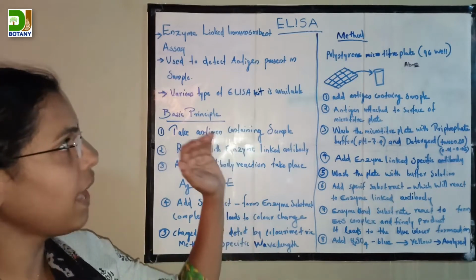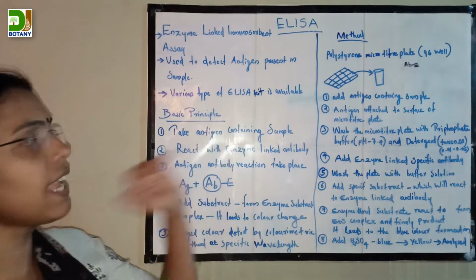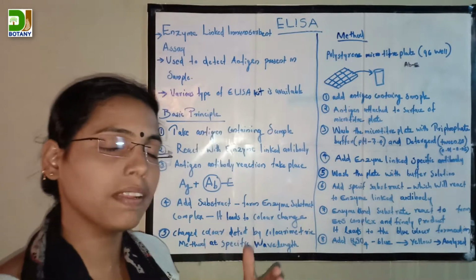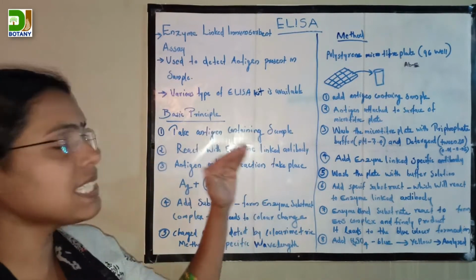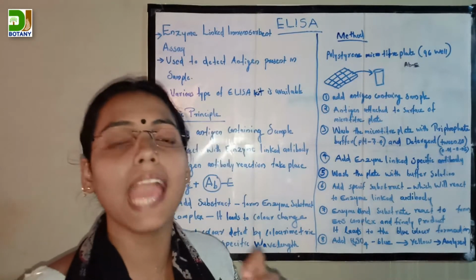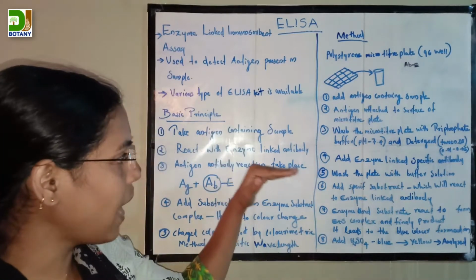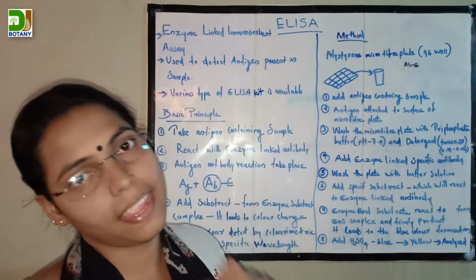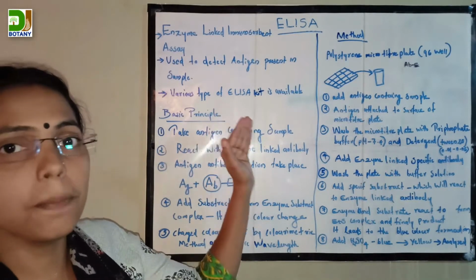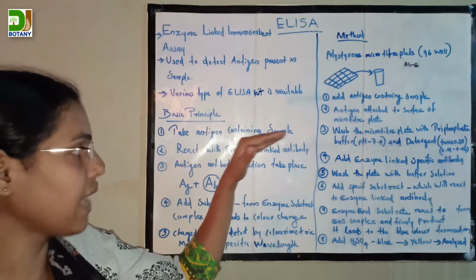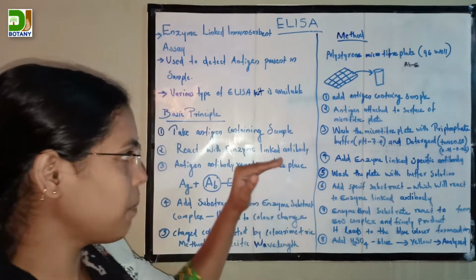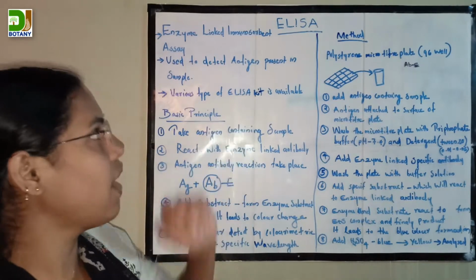In the case of the ELISA test, we first take an antigen-containing sample, that means the tested sample. The tested sample contains some antigens. This antigen reacts with an enzyme-linked antibody. The antibody is linked with an enzyme. The enzyme-linked antibody and the antigen present in the sample react to form an antigen-antibody complex. This is the first principle of ELISA.